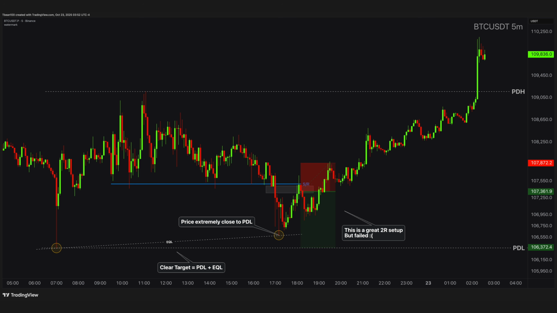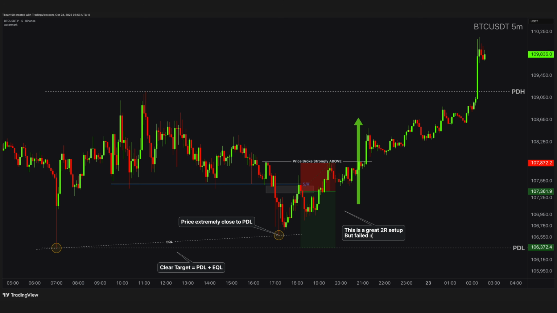You get a clear target downside, a bearish structure going on, and a nice SR flip and imbalance area lining up perfectly. Everything looks great on paper. But this is where the reality of trading hits you. This setup actually failed, as you can see, and that's okay. That's how trading works sometimes.